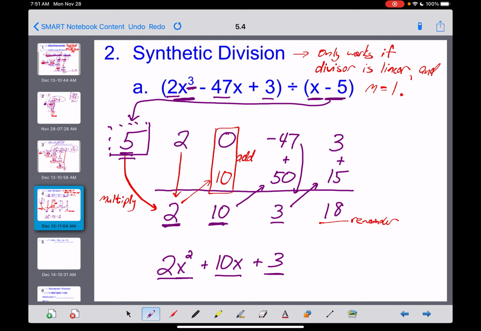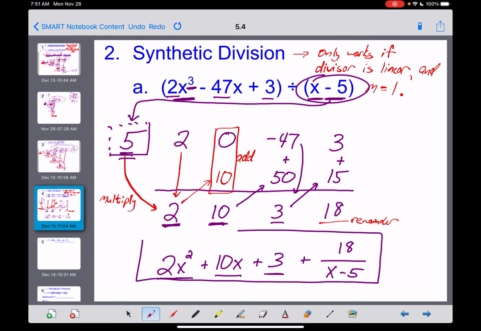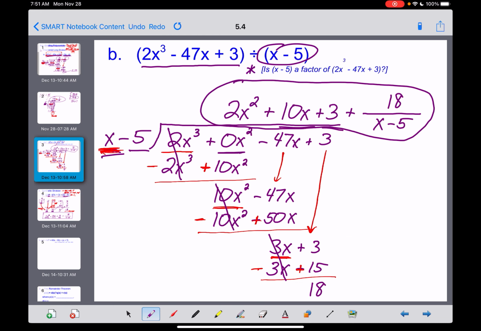So just like we did on the last problem, we put a plus here and a fraction. The remainder goes in the numerator, 18, and then the original divisor, x minus 5, is the denominator. And that, everybody, you should notice right here, if we did this right, should be the exact same quotient we came up with on the previous slide of 2x squared plus 10x plus 3 plus 18 over x minus 5.